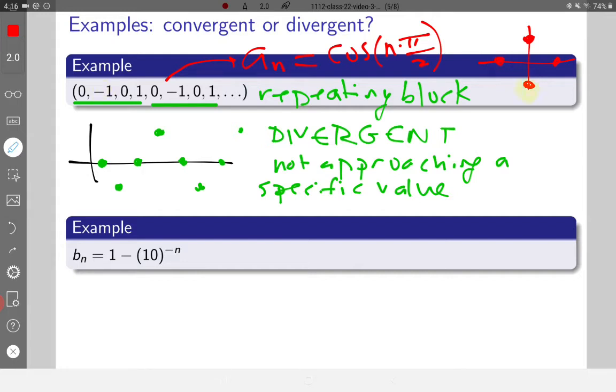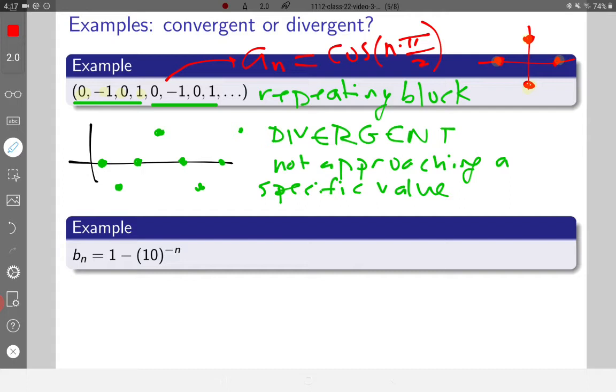3 pi over 2 is this 270 degree angle down there. What's the x-coordinate of that? It's 0, just like I wanted to see. And then 4 pi over 2, or 2 pi, is all the way back around the circle, and that outputs a 1, the x-coordinate, the cosine. And that's exactly what I see. And then that pattern repeats. So this pattern is based on those 4 angles around the unit circle and their corresponding cosine values, the x-coordinates of the corresponding points.